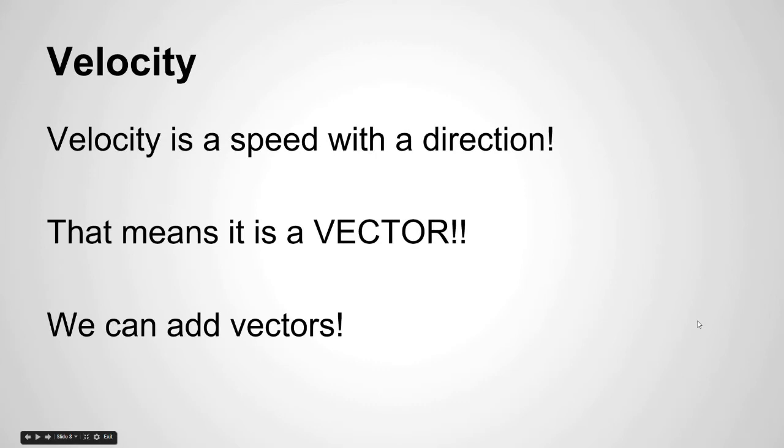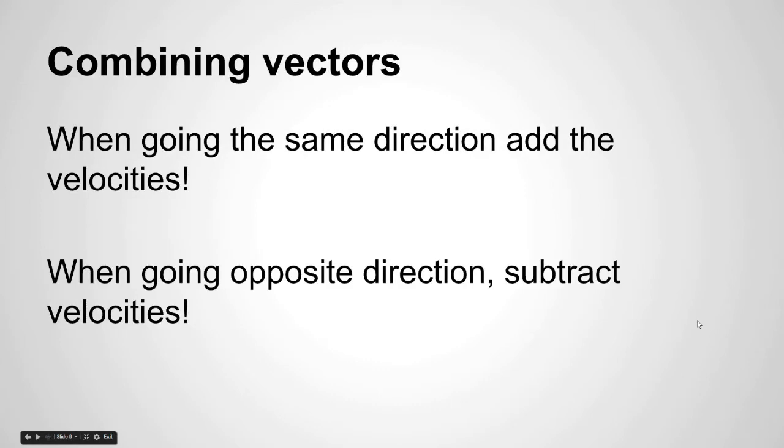And we can also add vectors. Combining the vectors, this is where we're going to get into how to add the vectors. When going the same direction, you want to add the velocities. For instance, if you're driving a boat down the Mississippi River, the river is flowing at 5 meters per second to the south. You are driving to the south at 5 meters per second. Your total velocity vector is going to be 5 meters per second south plus 5 meters per second south, or 10 meters per second south. The river is actually going to help you move quicker.